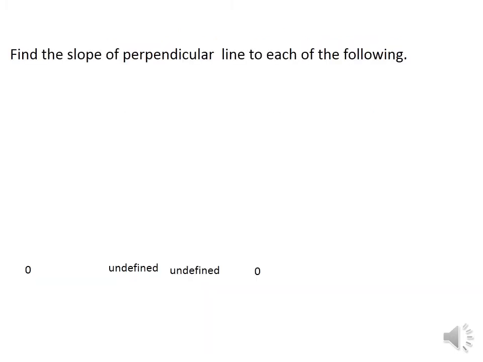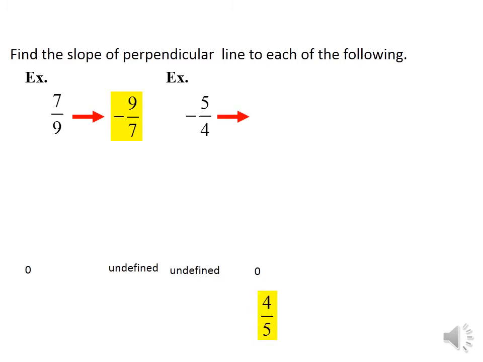Find the slope of the perpendicular line to each of the following. First, if the slope of the first one equals 7 over 9, how do we find the slope of the perpendicular line? It will be the negative reciprocal, which means negative 9 over 7. Second one, here I have negative 5 over 4. How do we find the slope of the perpendicular? It will be 4 over 5. Reverse the sign and find the reciprocal of the fraction.